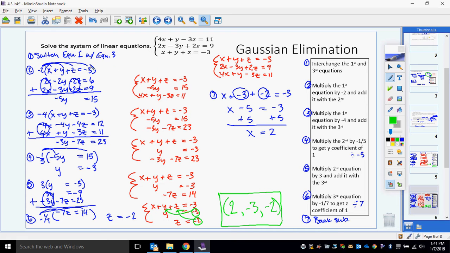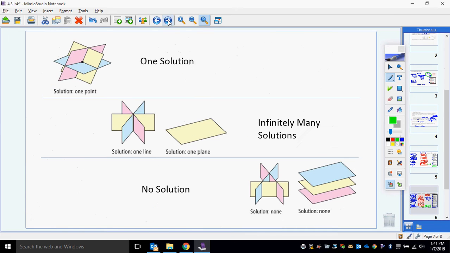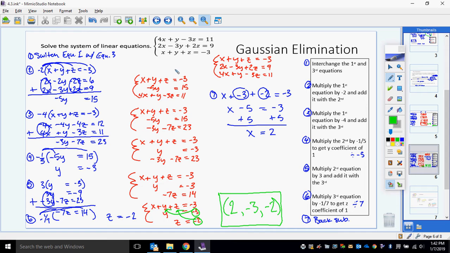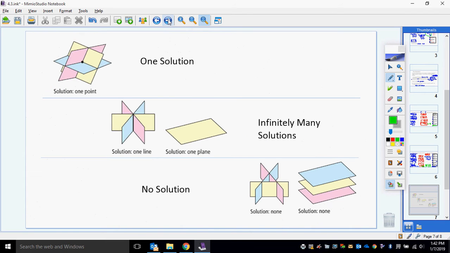So the hard part, folks, is putting it in row echelon form. The back substitution should be easy peasy. If you have any questions about what went on here, or maybe you're not even sure what questions to ask because you're so lost, call me over and I'll explain it one-on-one with you so that we are able to understand.